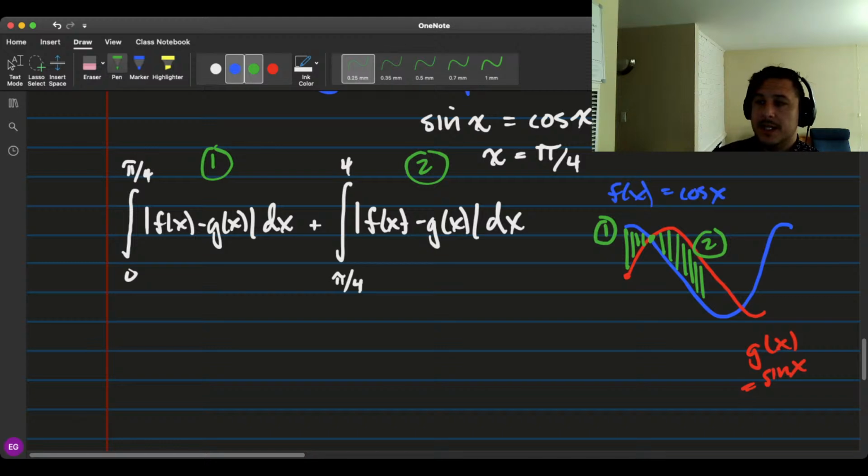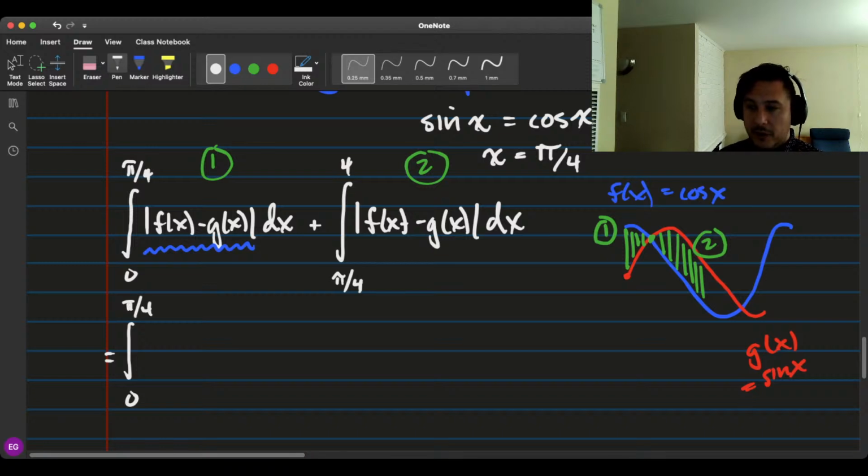Now what you need to do is inspect this. If you do f minus g in region 1, is that going to be a positive or a negative value? It's going to be a positive value, which means that the absolute value of that number is just itself. So in other words, you're going to integrate from 0 to pi over 4 of cosine minus sine.